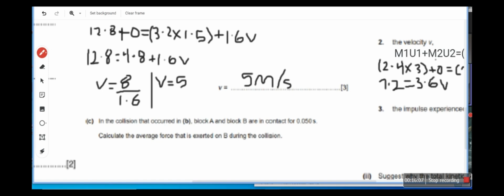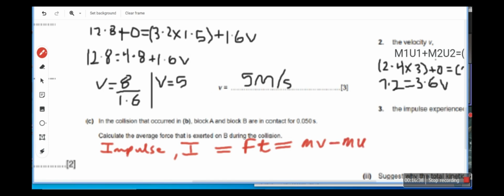I hope you know that impulse is change in momentum. Impulse, which is I, is equal to Ft, which is change in momentum, mv minus mu. Is it not? Impulse, which is Ft, is mv minus mu, the change in momentum. All right. So what's the change in momentum in B? That's what you should be looking for now. How will you find the change in momentum in B?